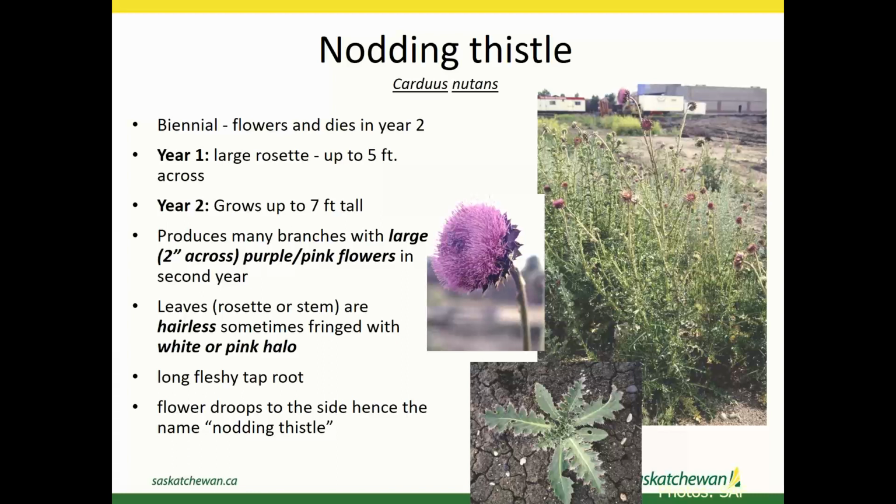The leaves, similarly, have that fringe that goes down the stem below where the leaf meets the stem, and generally you can identify them because they're fringed with a white or pink halo on the outer edge of the leaf. And again, they're hairless as well. It has a long fleshy taproot, and the flower, once it's out in full, will droop off to one side, hence the term nodding thistle.